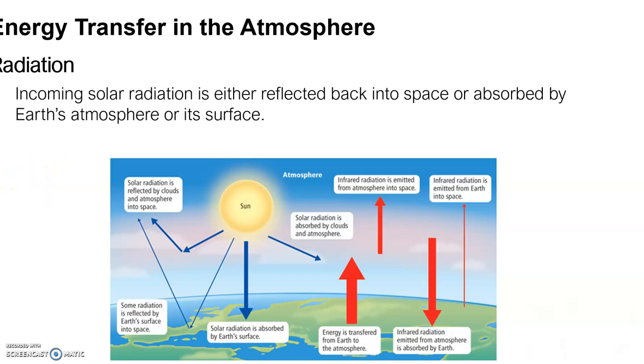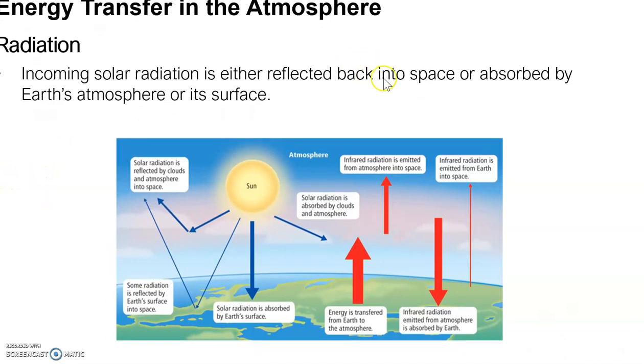So the way this affects Earth is incoming solar radiation is either reflected back into space or absorbed by Earth's atmosphere or its surface. So the sun is beaming down on Earth. Solar radiation can be absorbed by Earth's surface. Solar radiation can be reflected out into space. And the amount of solar energy that's reflected out into space is a function of what we call albedo. That's the reflectiveness of the Earth.